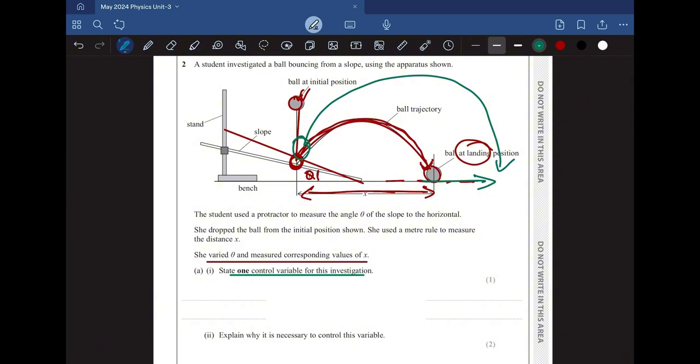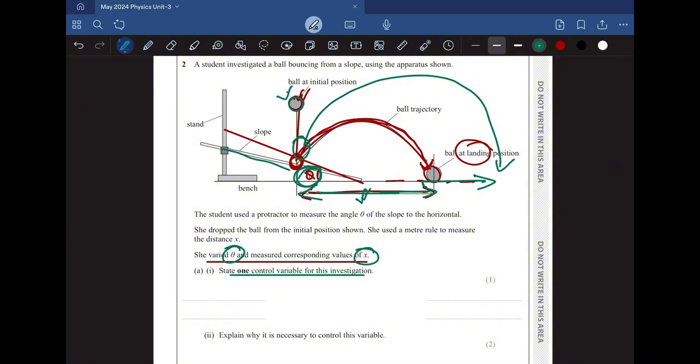Control variable means the variable which needs to be constant throughout the actual variation that she's doing. She's varying the theta. She's varying the slope, the angle of the slope, and she's trying to get the value of x, I mean the distance to which the ball will land from the slope after bouncing. But one thing that she needs to control is the initial height of the ball. If you keep the initial height of the ball same, then you will be able to see how the x changes when the theta value is changing.